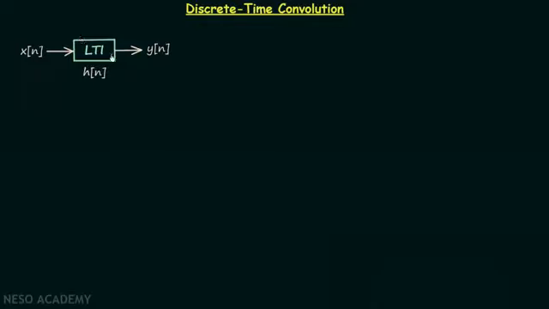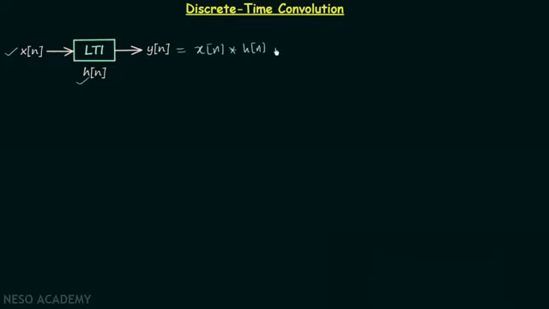We have one discrete time LTI system, and the input to this LTI system is x[n], the impulse response of this LTI system is h[n], and the output of this LTI system is y[n]. Now we can calculate the output y[n] by simply convolving the discrete time signal x[n], which is the input, and the impulse response h[n], which is also a discrete time signal. So when we convolve x[n] and h[n], we will have the output of this LTI system.